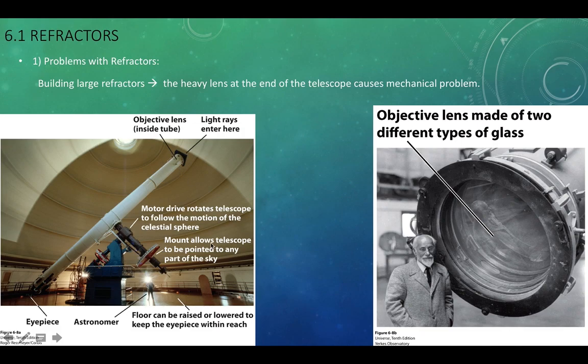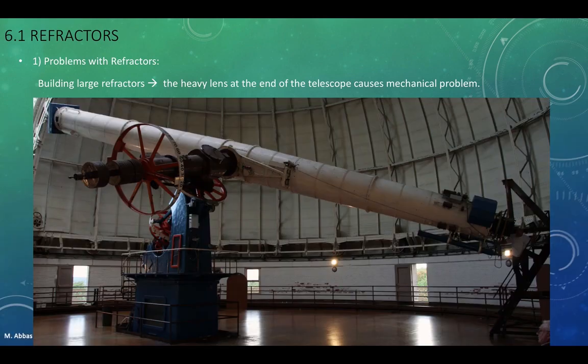This is what we call the mechanical problem, because lenses are heavy, and if you put something heavy at the end of an empty tube, this heavy object will probably break your tube. So this is a real problem we face with refractors, what we call the mechanical problem.